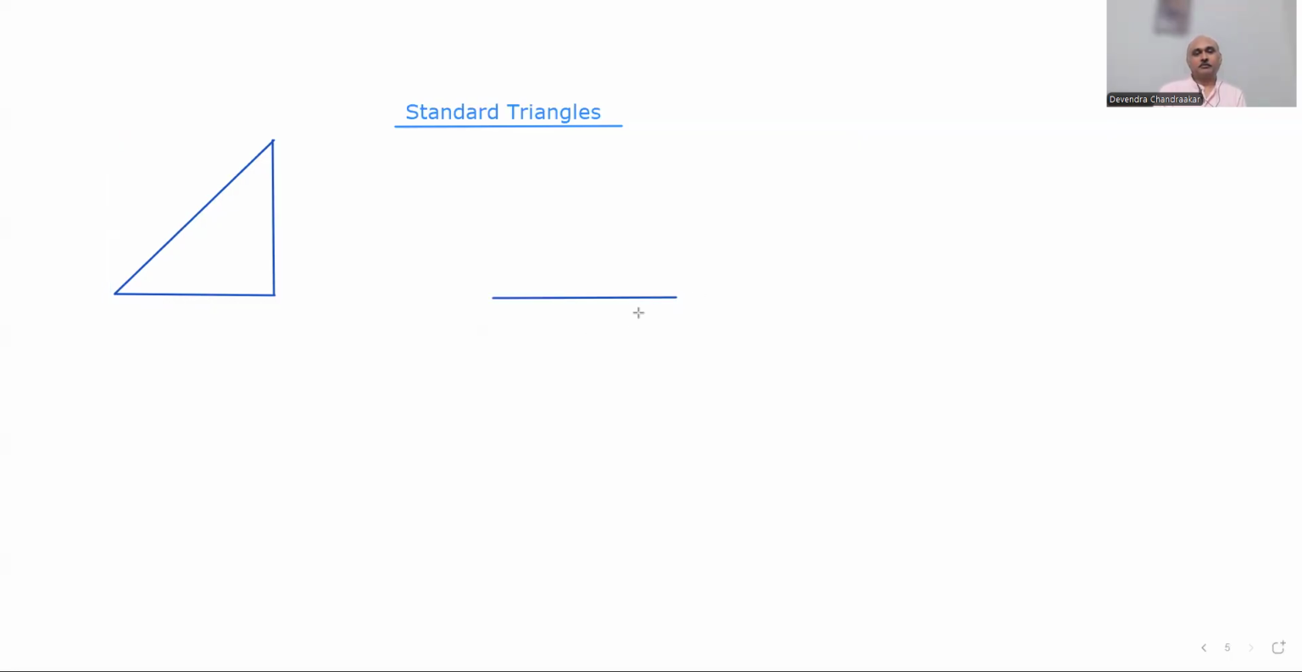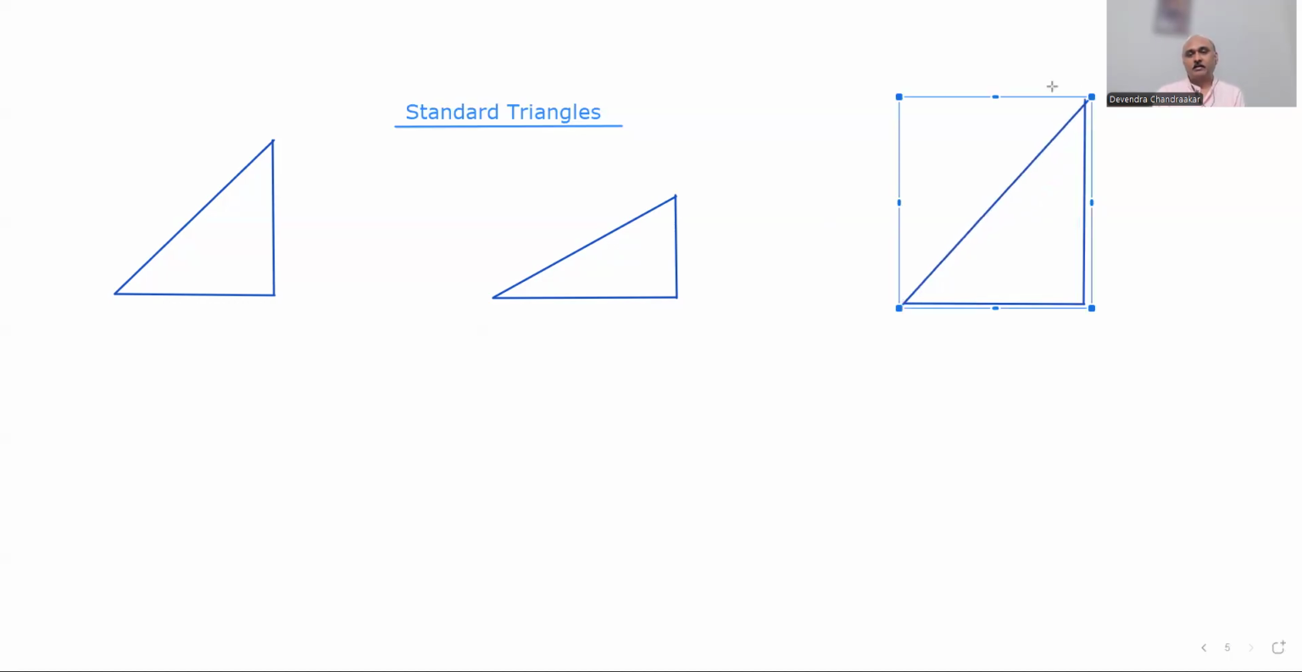The first one is an isosceles triangle. The second one is a scalene triangle. And then there is this last one. This does not contain the standard angles of the first quadrant, but it's a unique triangle.